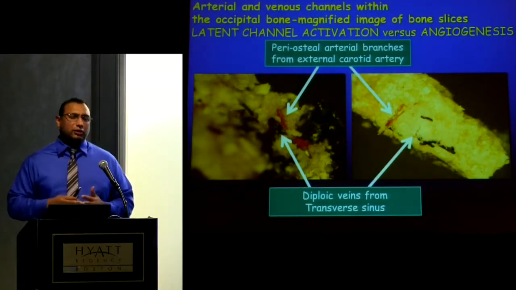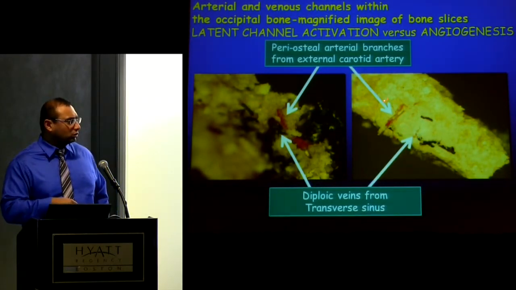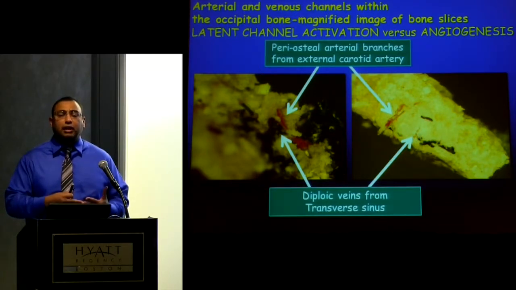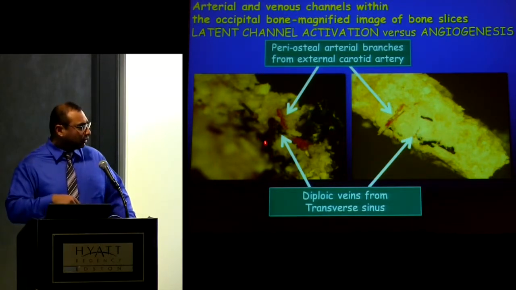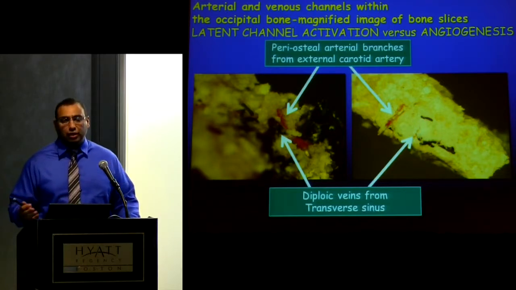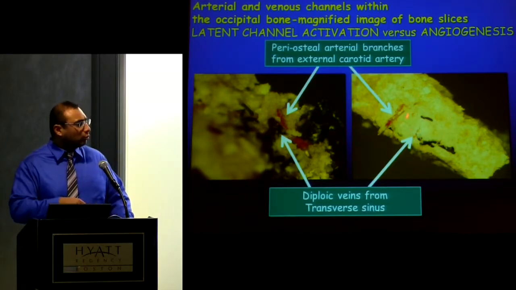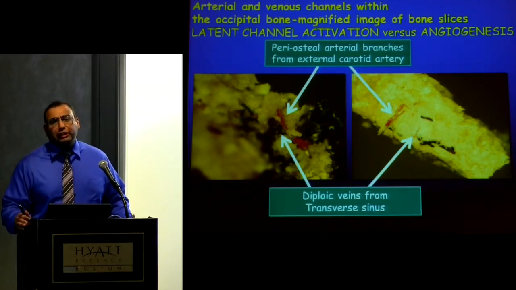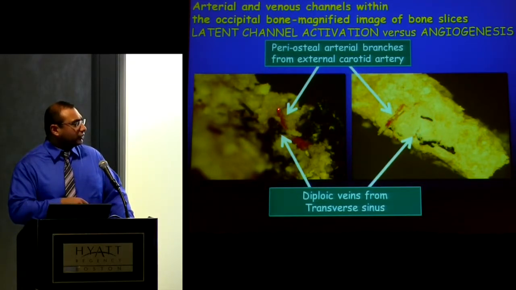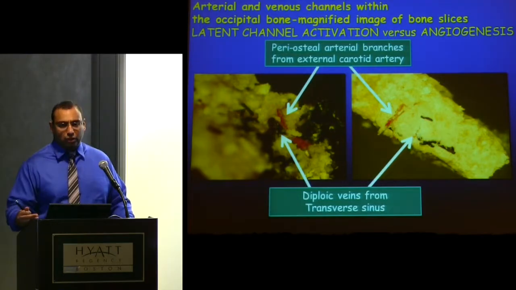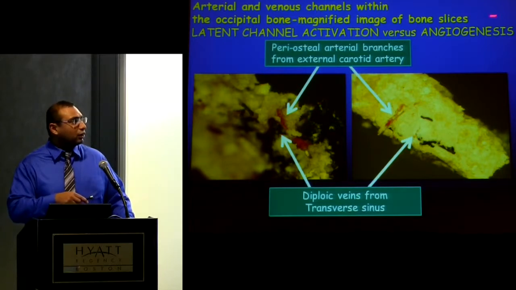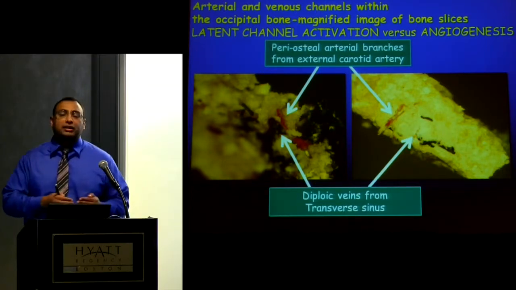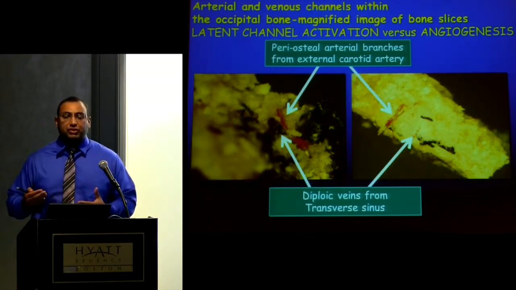And what is not clearly understood, and these are sections of the occipital bone with casting according to color: the red color represents the arterial channels within the bone, and the blue color represents the venous channels. The occipital bone has a substantial amount of these venous channels in a normal occipital bone. These are usually the diploic veins that originate from the transverse sinus and sometimes the sigmoid sinus. What is not known is whether, in the event of a stenosis or occlusion, these channels become activated or these diploic veins simply undergo angiogenesis that allows these collaterals to connect the sinuses to the external venous drainage systems.